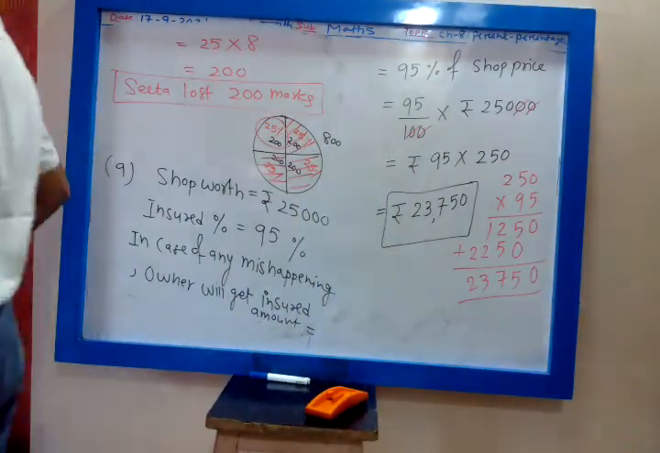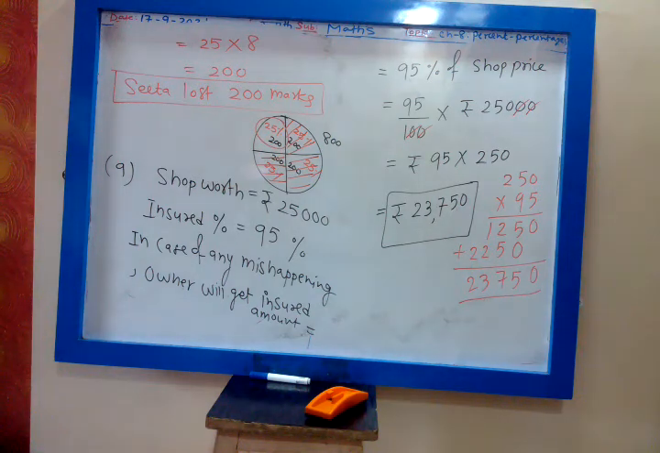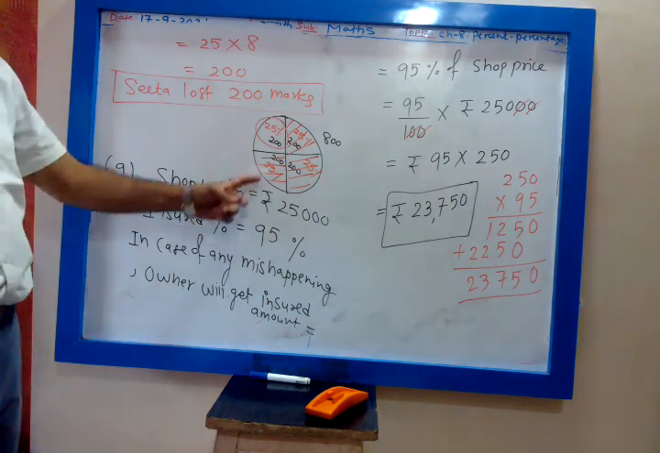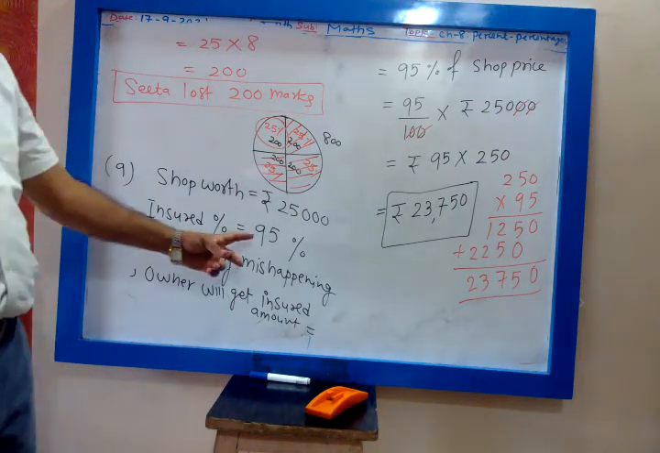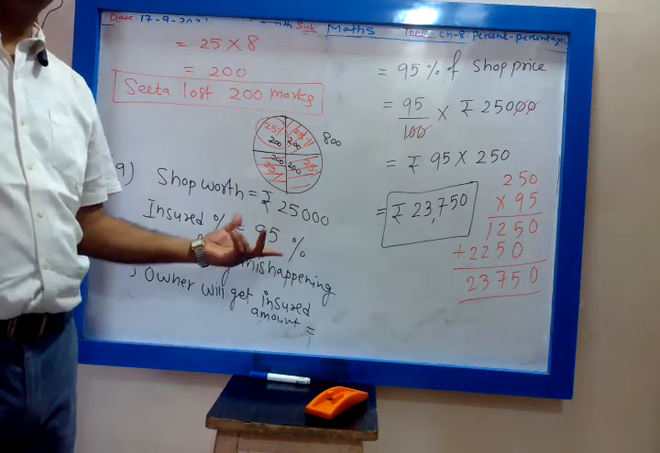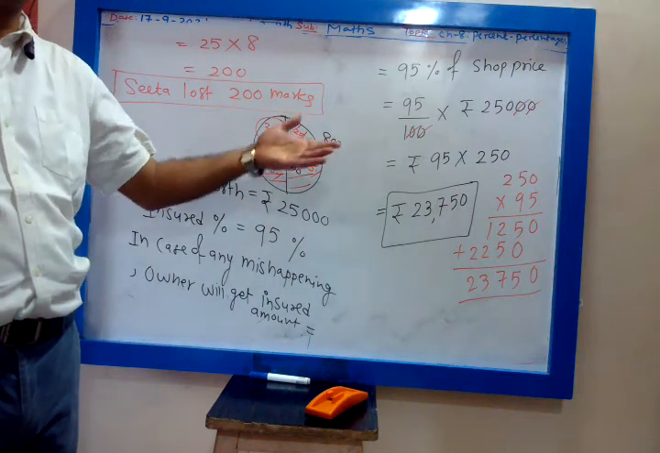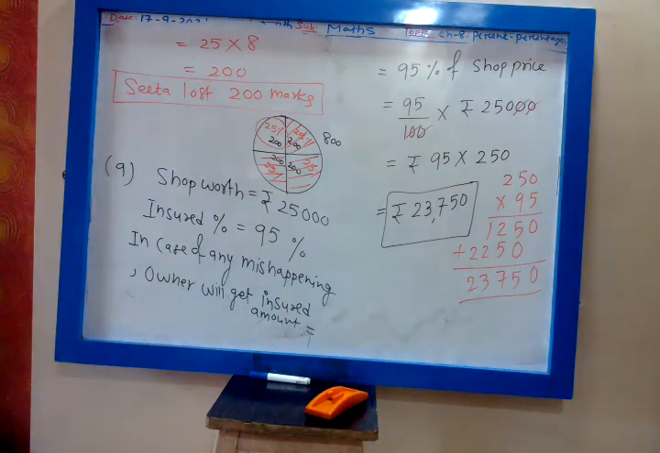Suppose fire catches in that shop. In case of that, he will get the insured amount. What is the insured amount? 95% of total worth. So the insured percentage is 95%. He will get 95% of the total cost of that shop. Yes, clear?